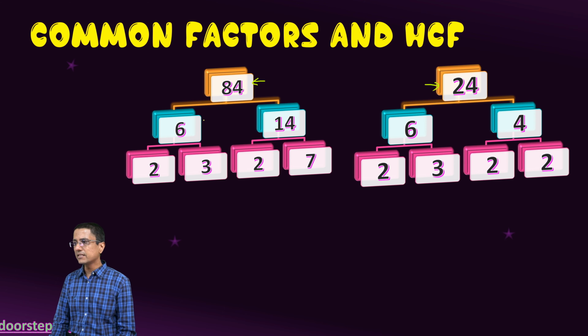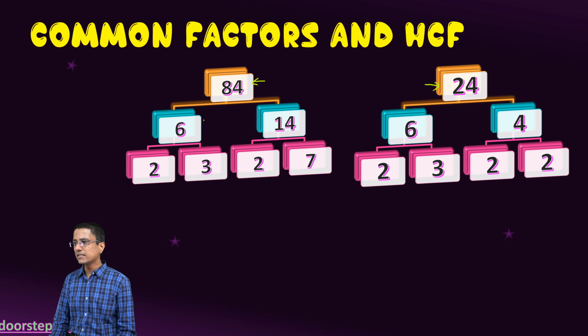So 6 is an example. If we focus on the prime factors, then 2, 3 and 2 appear in both the factor trees. And of course, they are also the common factors of both 84 and 24. So common factors, very, very simple, not a difficult thing at all. Now let's just focus on the prime factorization of these numbers, 84 and 24. The prime factorization of 84 would go as 2 into 2 into 3 into 7. I have simply copied these numbers from the leaves of this tree. It's very, very simple, nothing difficult so far.